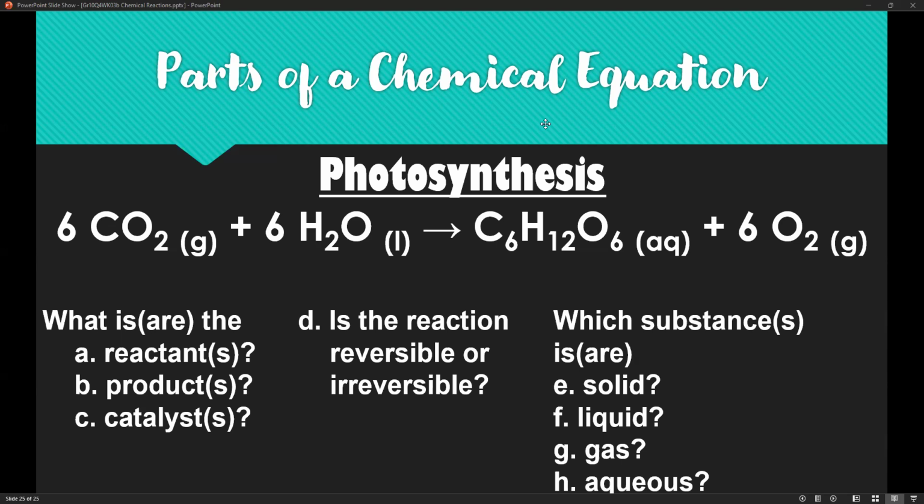Letter D, is the reaction reversible or irreversible? Because the arrow is pointing towards the right, therefore photosynthesis is an irreversible reaction. When we say irreversible reaction, once you turn the reactants into the products, they cannot be converted back to the reactants.